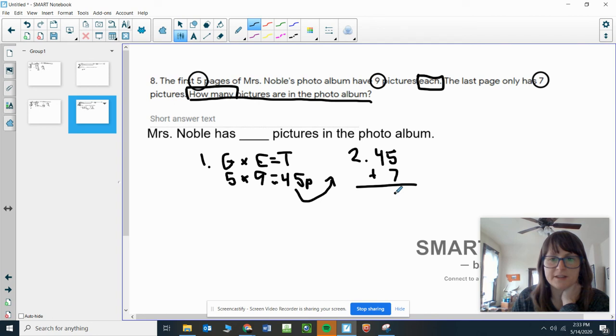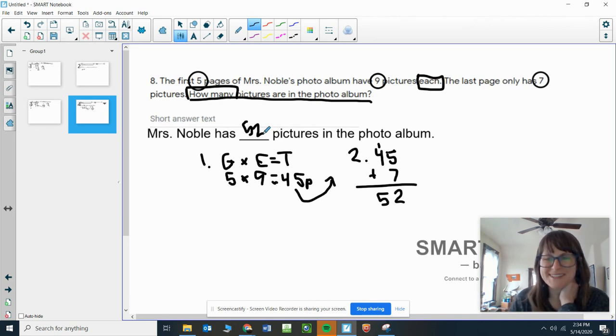So I'm going to go ahead and add these up. 5 plus 7 is 12. My 2 goes in that one place. The 1 is regrouped. 4 plus 1 is 5. So Mrs. Noble has 52 pictures in the photo album.